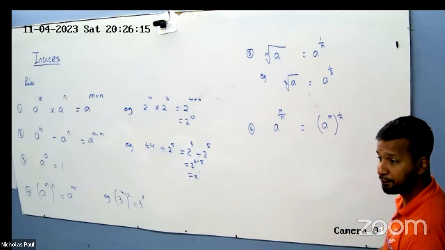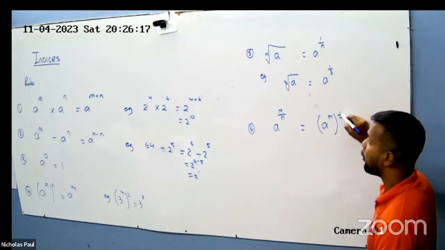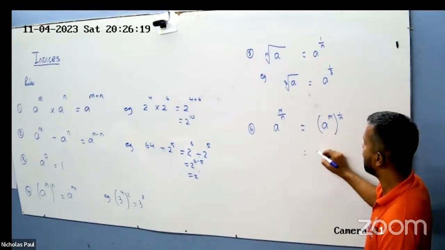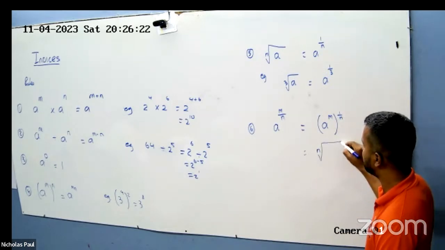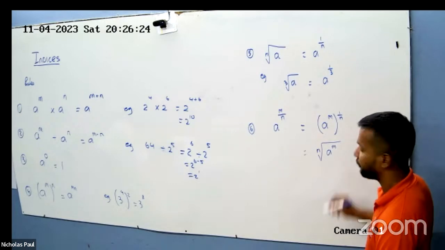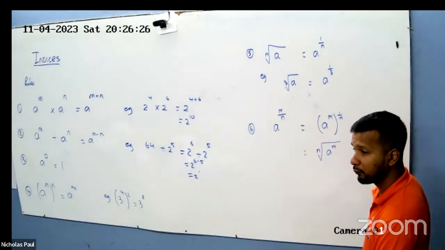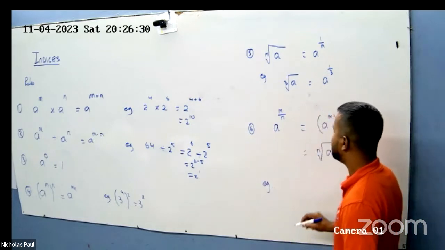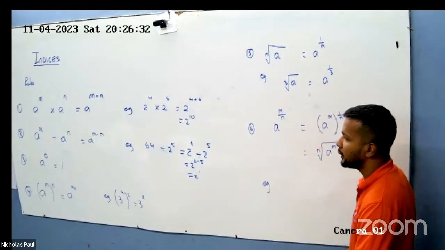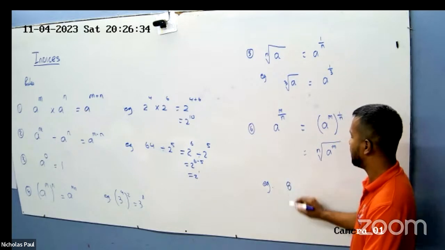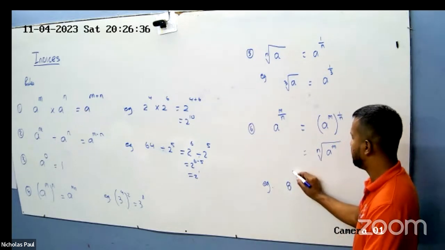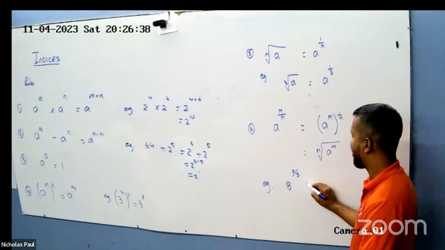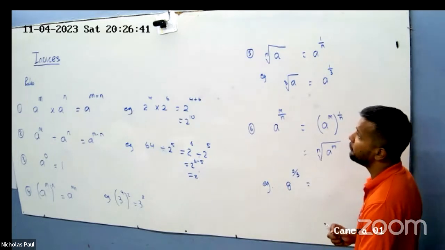Okay with that? And then what does 1 on n mean again? 1 on n means the nth root of A to the m. So I wanted to try this here. Try to see if you could work out 8 to the 2/3. Try that. 8 to the 2/3.